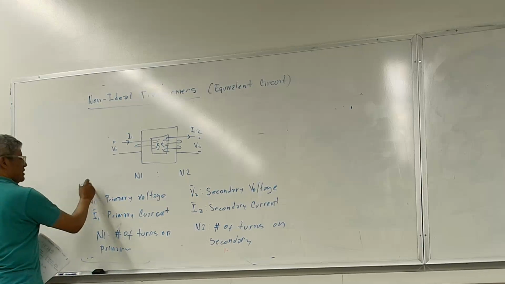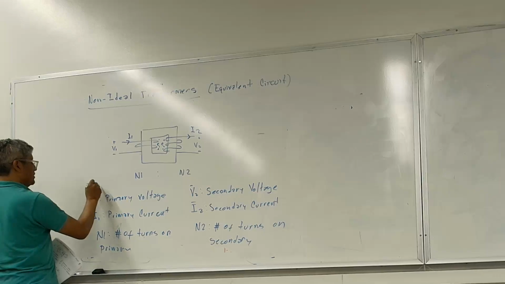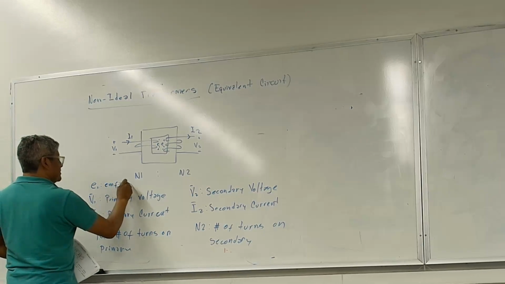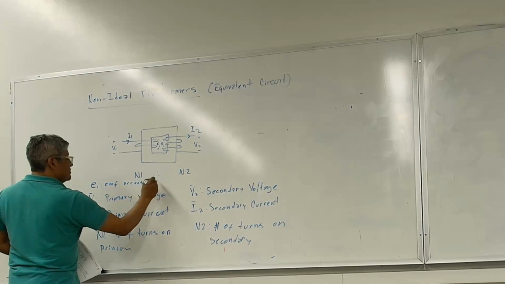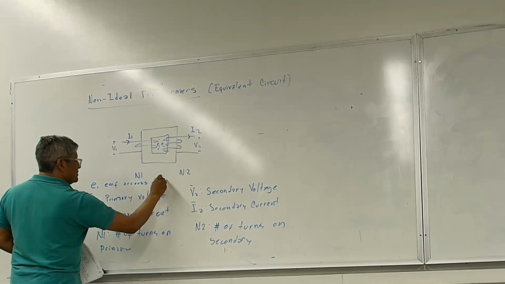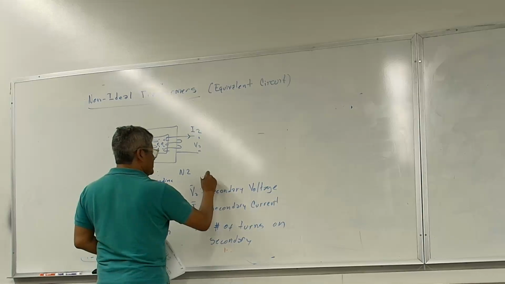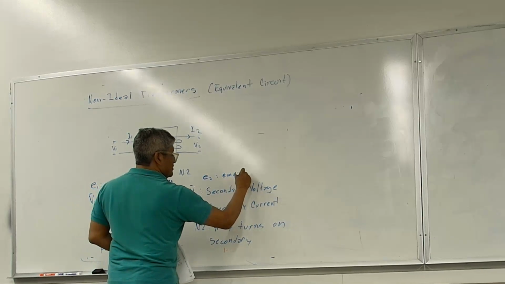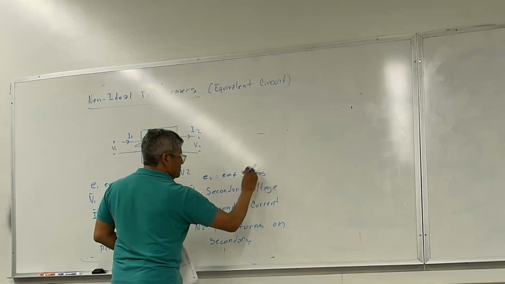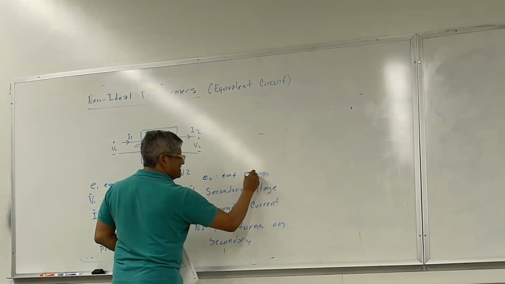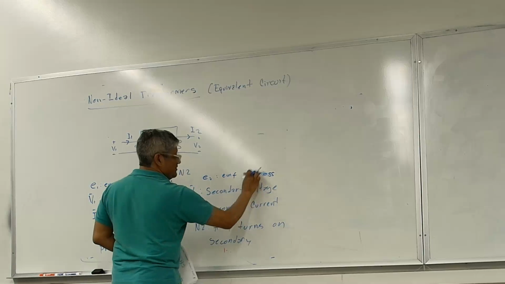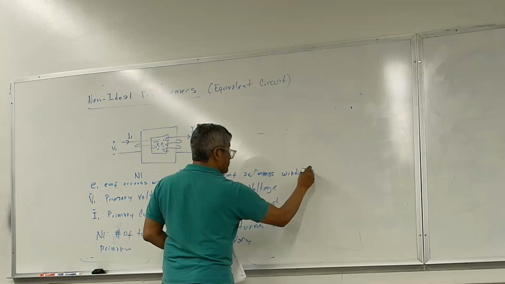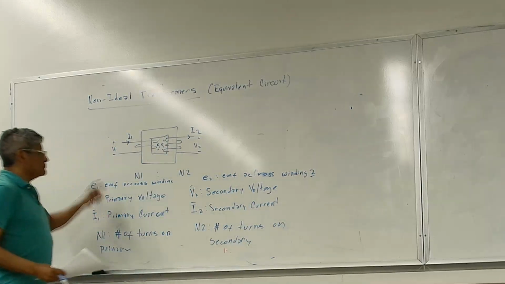And then you can say E1 is the EMF across winding 1, and E2 is the EMF, electromagnetic force, across winding 2.